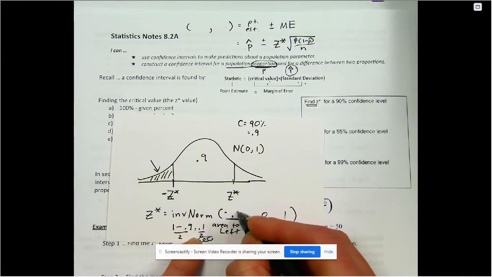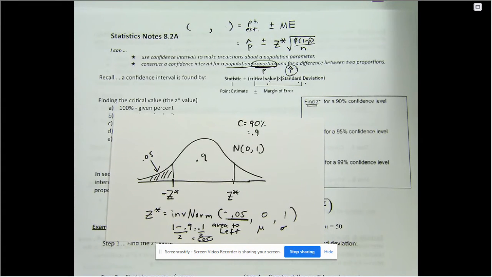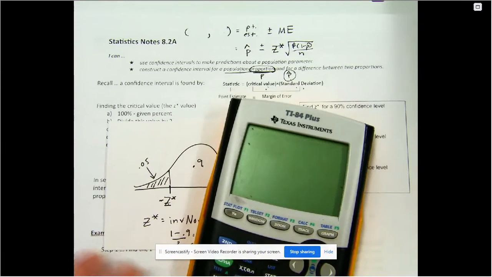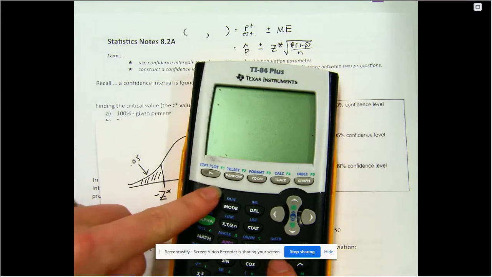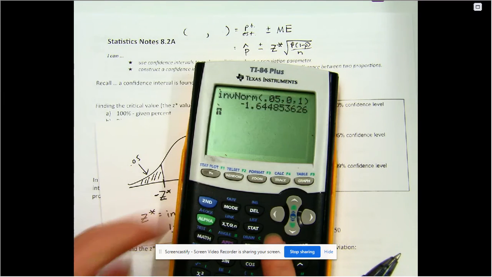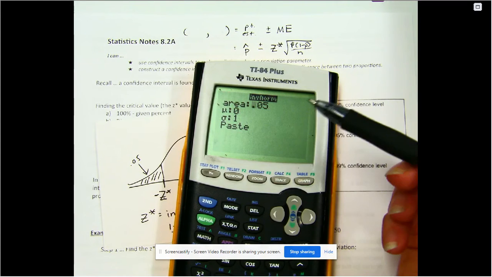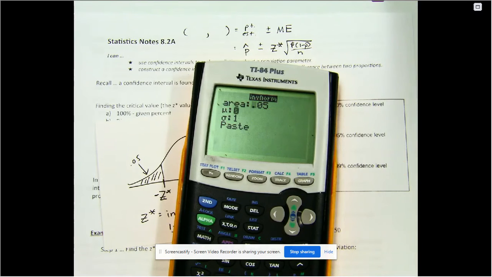So that is the area that I'm going to put in my calculator. Also, recall to get to inverse norm, you're going to go to your distributions. So second vars, inverse norm. Again, it asks you for area, but it does mean area to the left. You're going to enter in 0.05. Your mean is 0 and your standard deviation is 1.